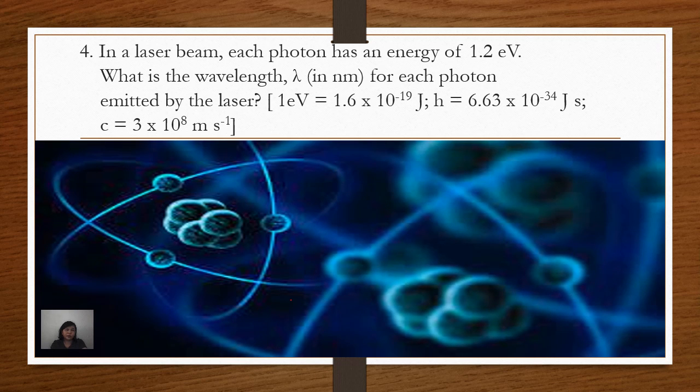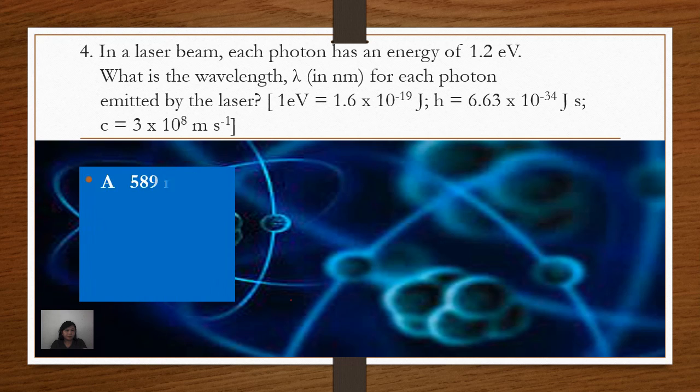Question 4. In a laser beam, each photon has an energy of 1.2 electron volts. What is the wavelength lambda in nanometer for each photon emitted by the laser? Given that 1 electron volt equals 1.6 times 10 to the power negative 19 joule, Planck constant h equals 6.63 times 10 to the power negative 34 joule second, the speed of light c equals 3 times 10 to the power 8 meter per second.